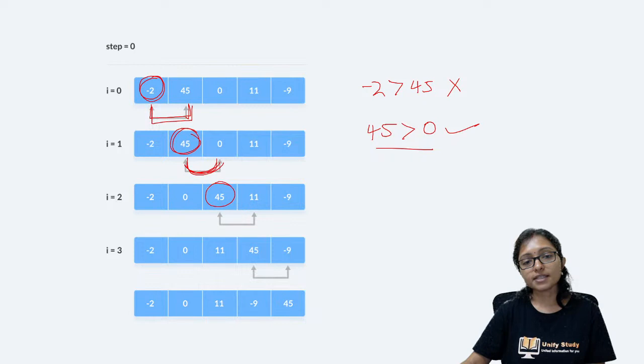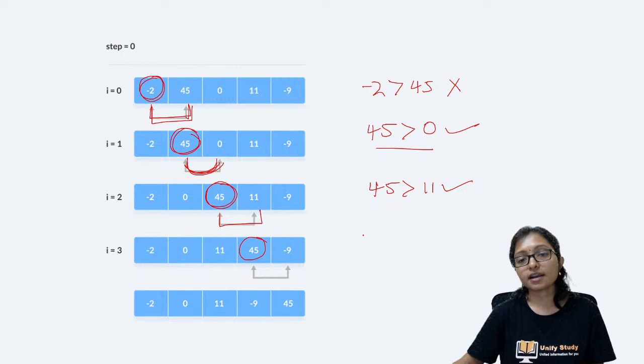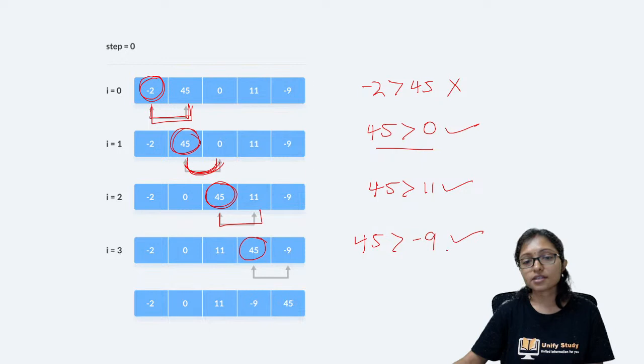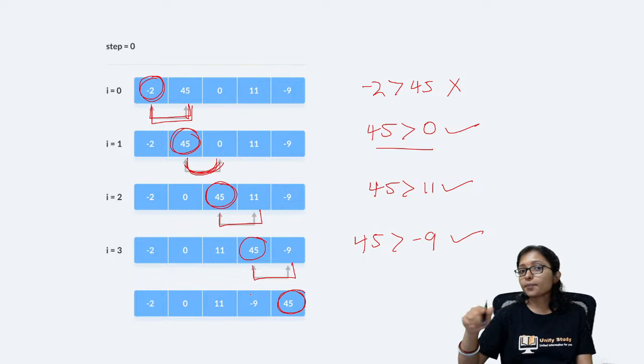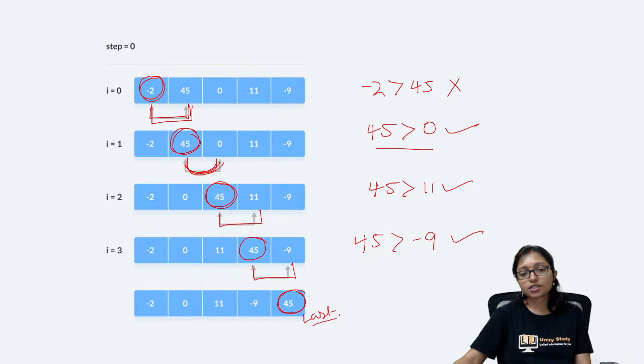Now the bubble is again here. Again, is 45 greater than 11? Yes, so do the swapping. Again the bubble is here. After that, is 45 greater than minus 9? Yes, so do the swapping again. Finally 45 is here. So in bubble sort, after completion of every iteration, ultimately the largest element will be in the correct place.